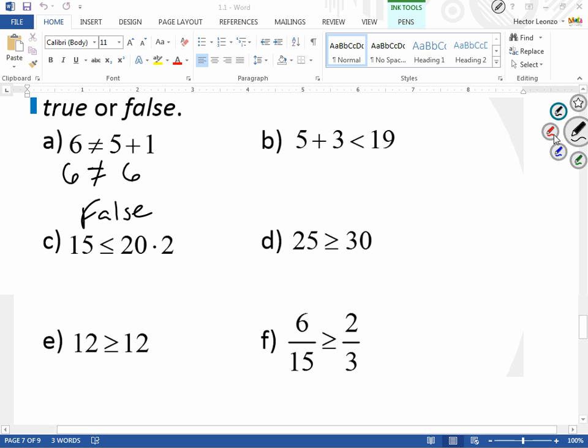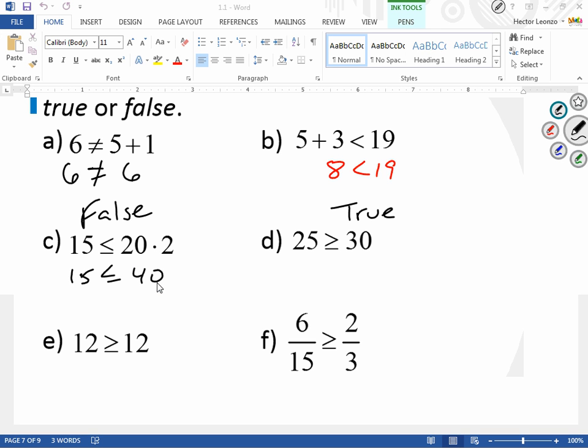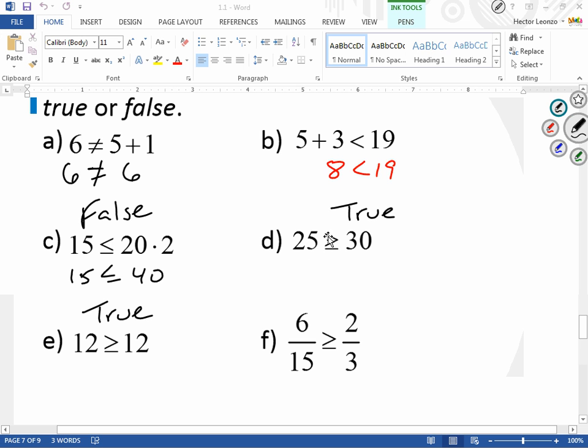Looking at my example B, let me simplify the left: 5 plus 3. And let me just copy what I have left. 8 is less than 19. That is true. Remember, I said the inequality arrow is pointing at the small number. So yeah, that is true. Looking at my example C, I'm going to have 15 is less than or equal to 40, right? 20 times 2 gave me 40. Remember, the arrow is pointing at the small number, so 15 is less than or equal to 40. That is true. Now here, 25 is greater than or equal to 30.